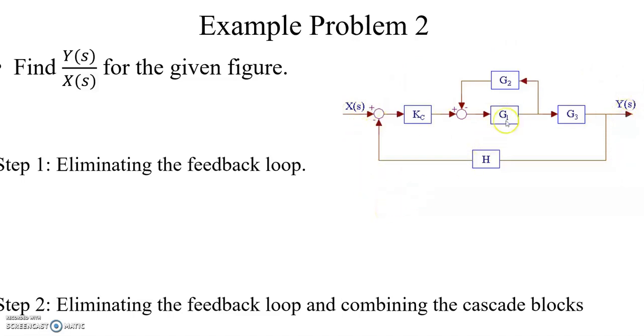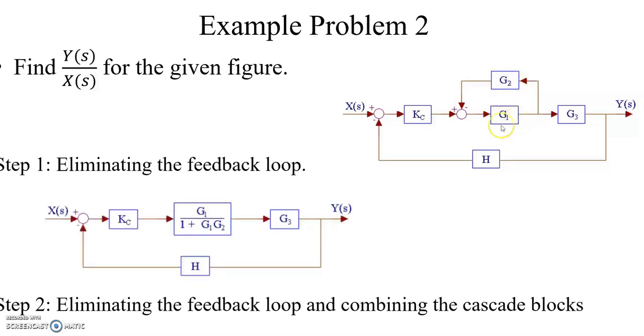First, you can eliminate the feedback path. What is the simplified form for the summer with these two blocks? That gives G1 divided by 1 plus G1 G2, which is the elimination of the feedback path, and G2 by 1 plus G1 G2. Here KC is presented and then G3, and the feedback is H. You can notice these three blocks are in cascade.